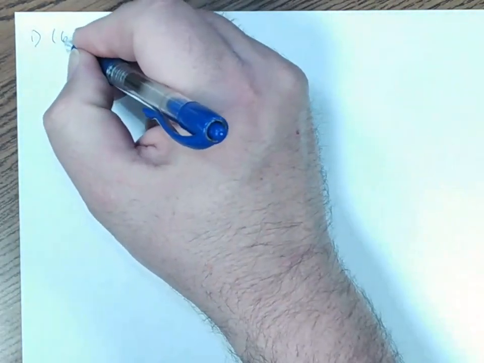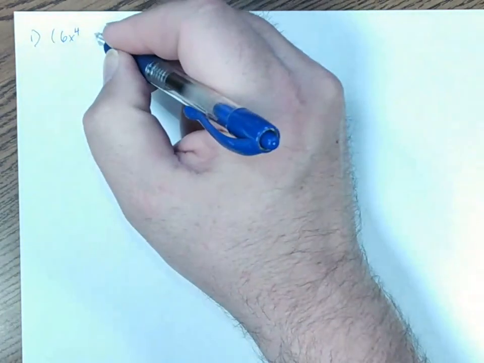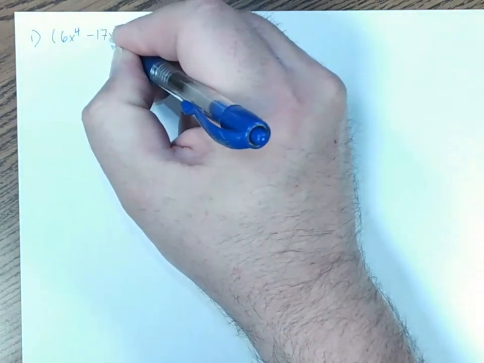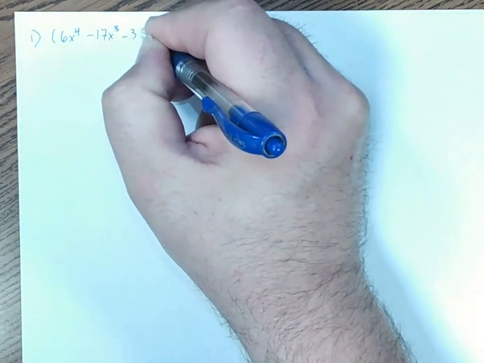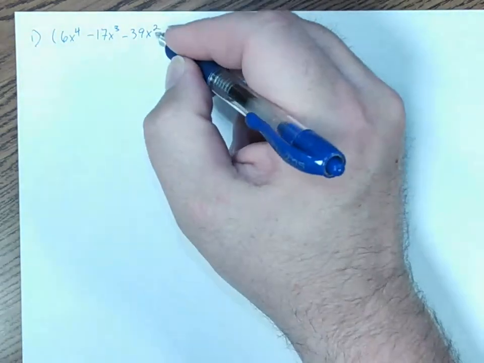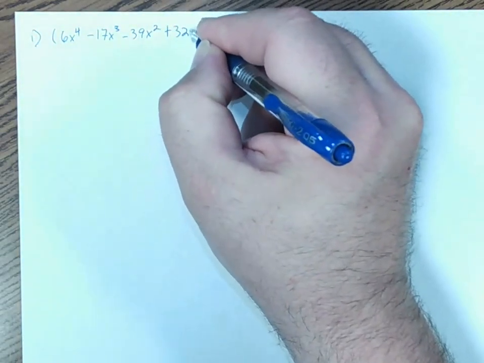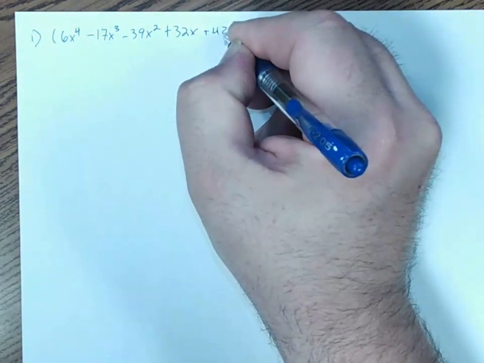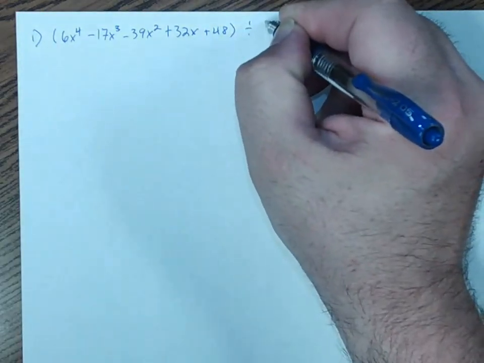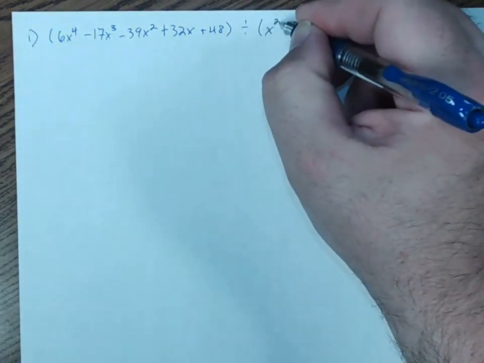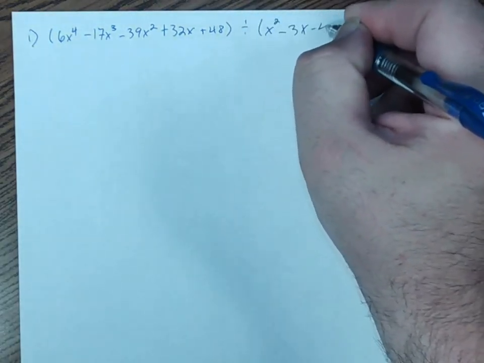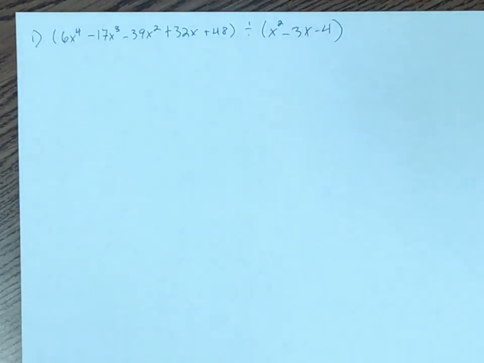The problem is this: 6x to the 4th minus 17x cubed minus 39x squared plus 32x plus 48, and we're going to divide that by x squared minus 3x minus 4. The first thing I'm going to look for is that I have all of the terms there that I need.